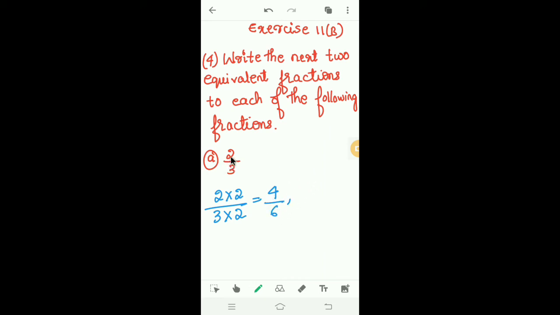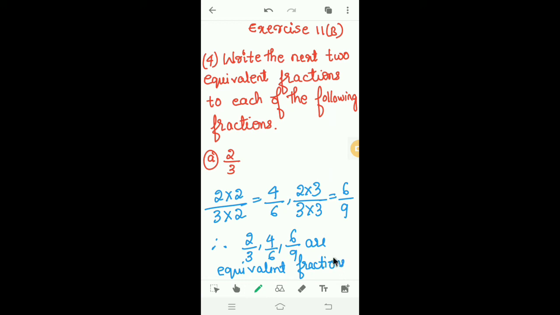Next we have to multiply numerator and denominator by 3. 2 threes are 6, 3 threes are 9. Therefore, 2 by 3, 4 by 6, 6 by 9 are equivalent fractions.